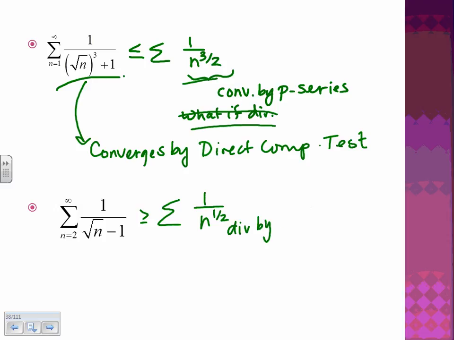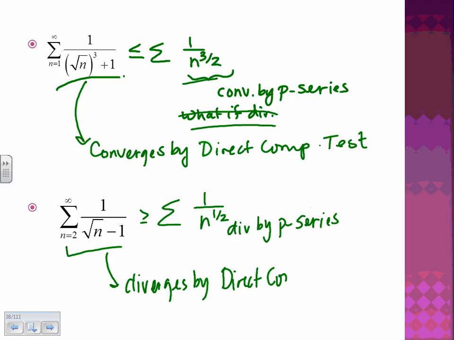Diverges by p series. That's a good thing. If it converged, we'd be back to square one. Okay, because this is the smaller, it diverged. So what does this guy do? Diverges by direct comparison test. And I don't care if you abbreviate your notes in your homework, but on the quizzes and tests, you better write it all out. No, seriously though. Write it all out, okay?